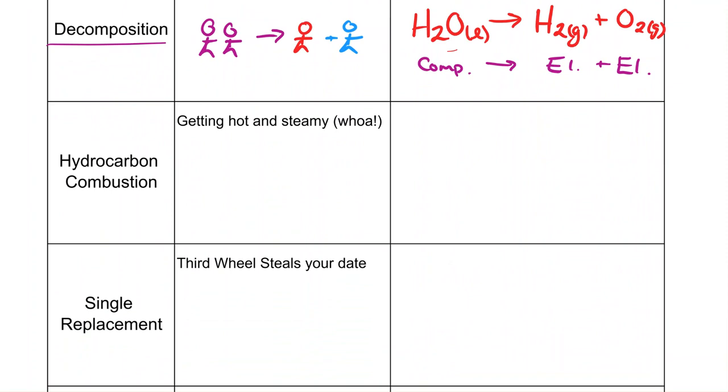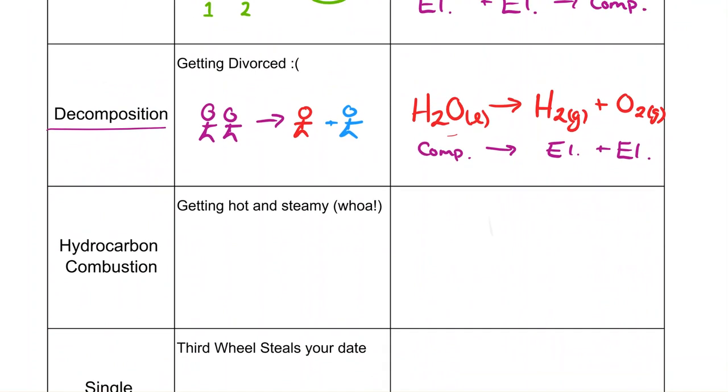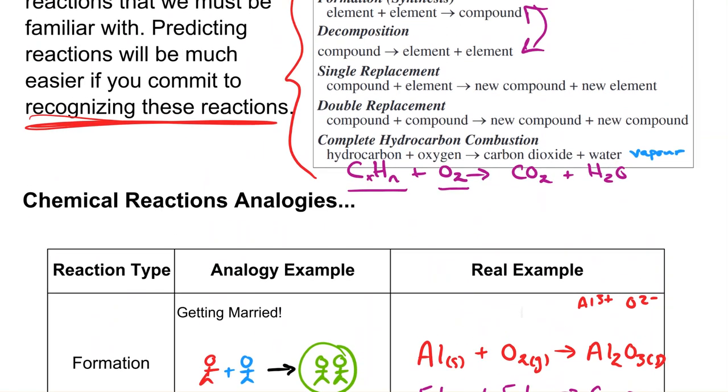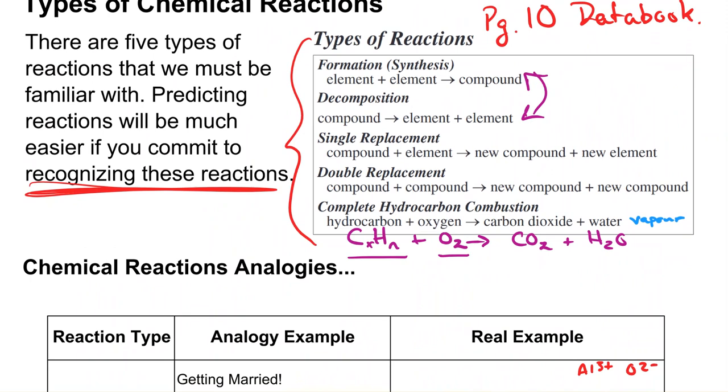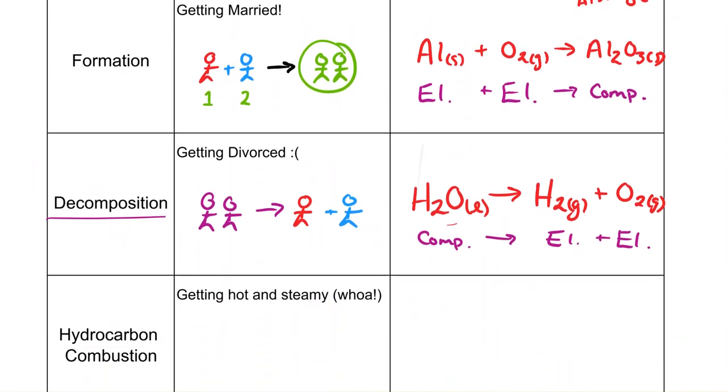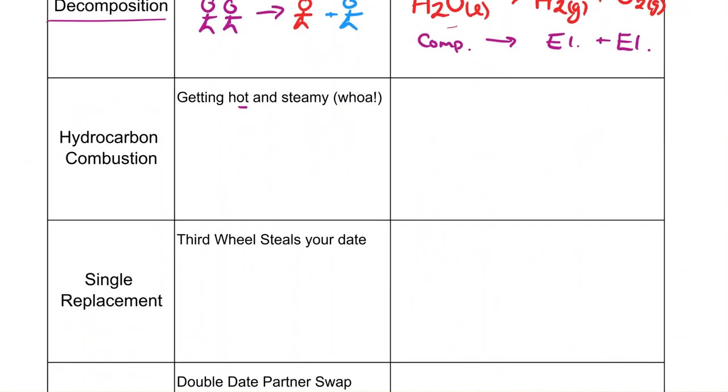The reason why we say getting hot and steamy is because of these hydrocarbon combustion reactions. What do you think happens when we burn something? It releases heat. So that's why it's hot. First of all, it's getting hot because it releases heat to its environment. And then it's getting steamy because it's making H2O gas. That's water vapor. Water vapor is steamy, right? I don't know. Well, whatever. That's okay. Hopefully that makes sense.